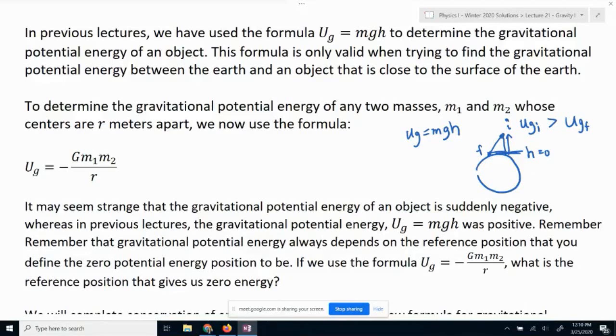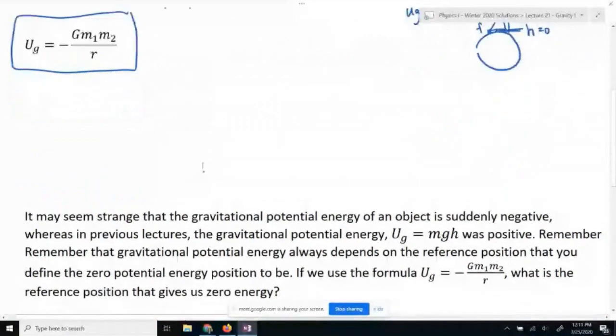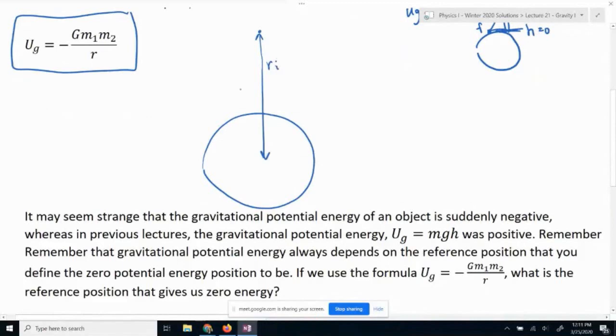Now, when we look at this new formula, let's think of the same thing. Let's say this is the surface of the Earth, and now we're over here. So r is the distance from the center of the Earth to the center of the object. Let me redraw this. Give some space. Okay, so let's say this is the Earth, and now we're all the way out here somewhere, and this is our r value. So this is our r initial. And then later, let's say we're down here. So this is our r final.